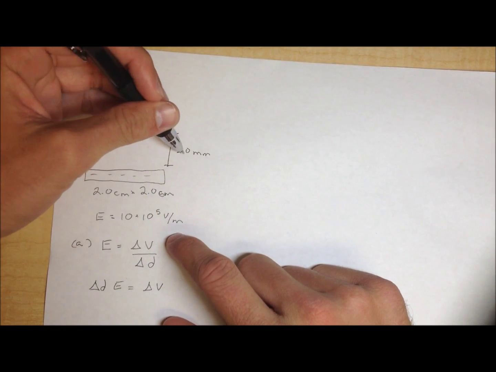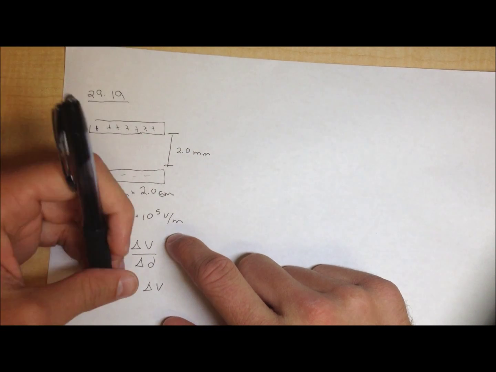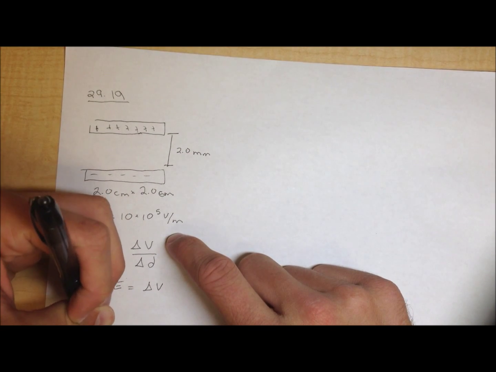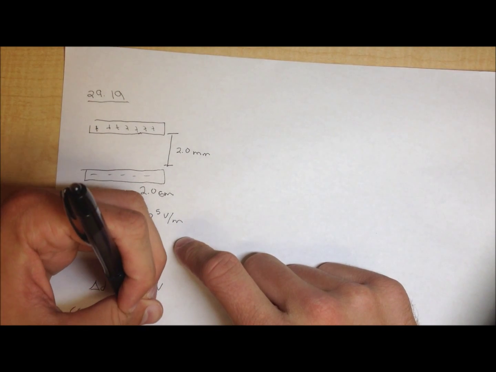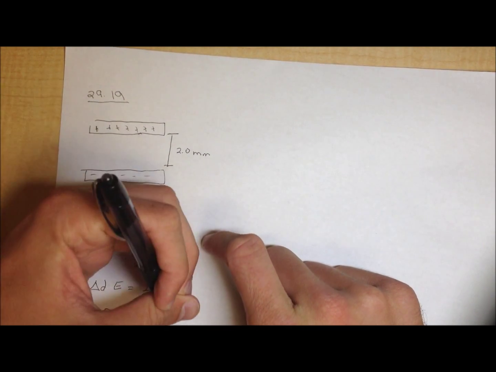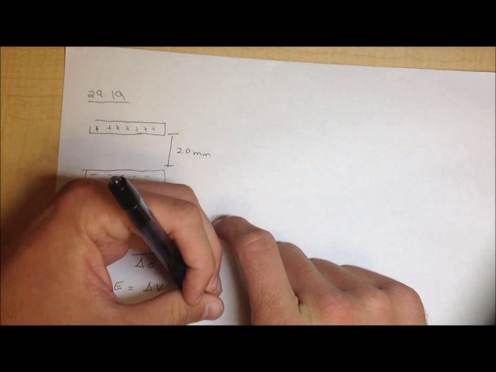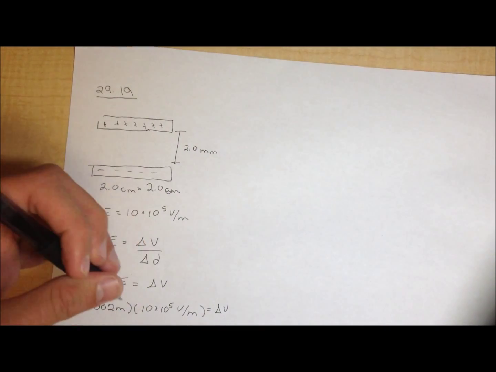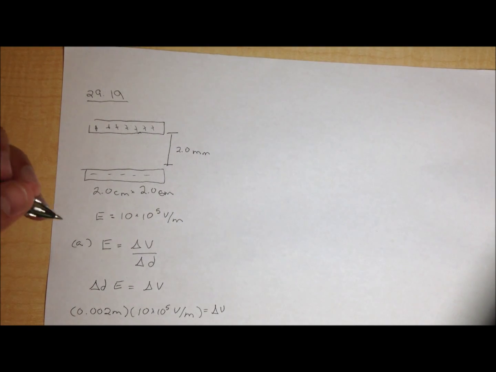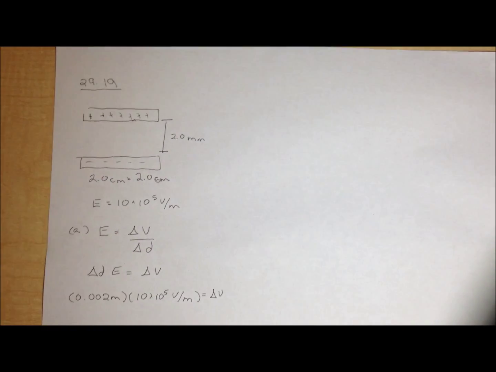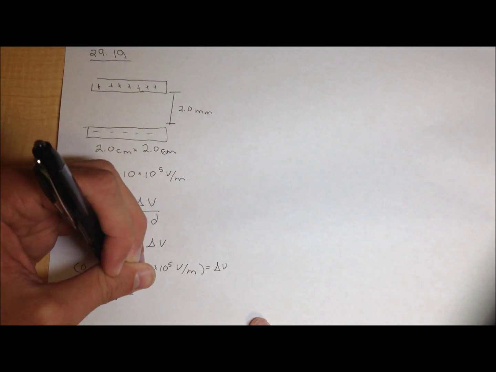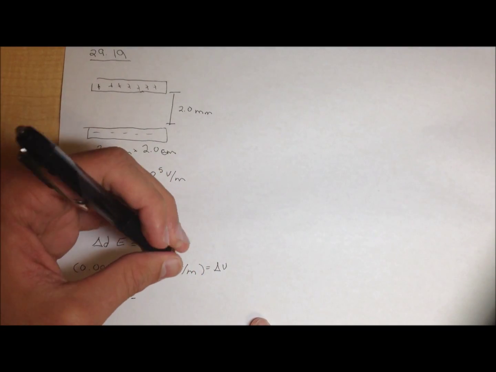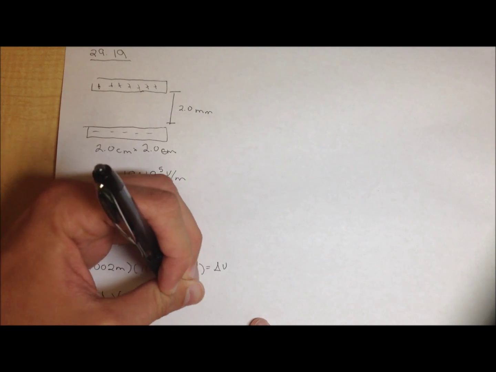Now the distance, or the delta D, is 2.0 millimeters, so we got to convert that to meters. That's 0.002 meters times the E, which is 10 times 10 to the 5th volts per meter, and that equals delta V. And we now know that delta V is, what is that? That is 2,000 volts.